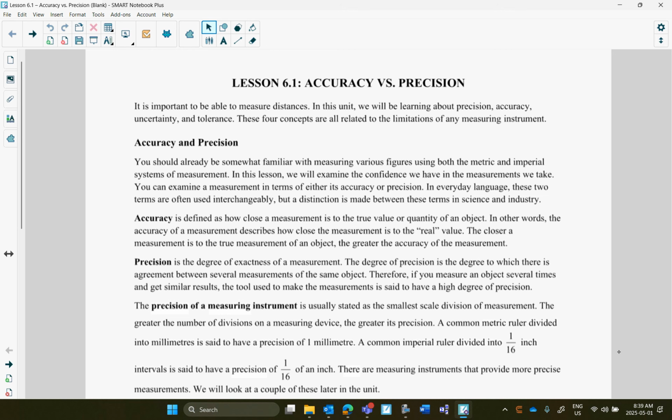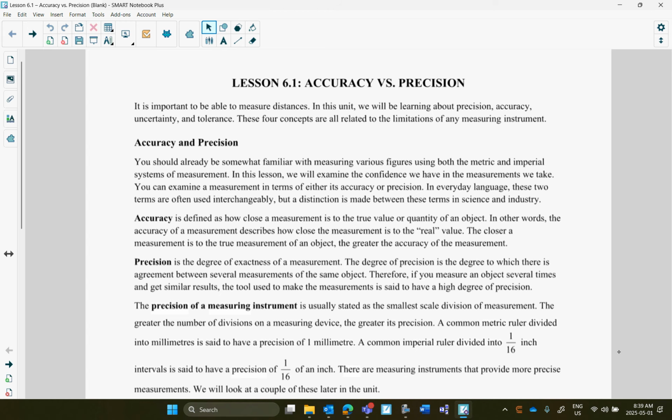Precision, however, is a little different in that if you measure the same object several times, would you get close to the same value every time? So accuracy is how close you are to the true value, and precision is if you did it several times, would those values be the same? It is possible that something could be accurate but not precise, or precise but not accurate.